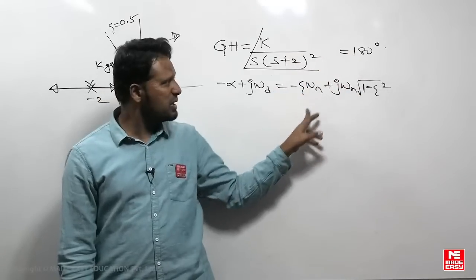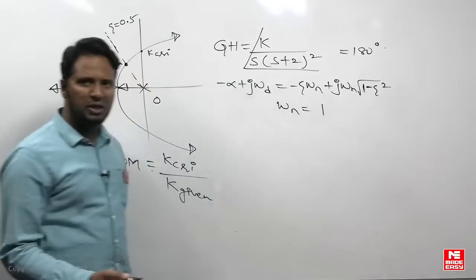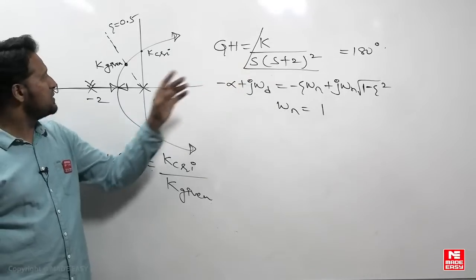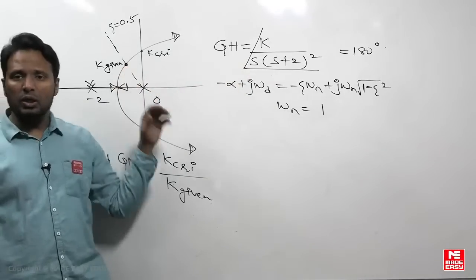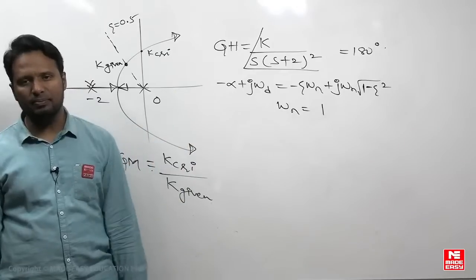So apply the phase condition and find omega n from here. You will get omega n to be 1. I did, you try. So omega n equals 1 comes from the phase condition. So you got the point coordinates. Now you can use the magnitude condition and find the value of k from that. That will be the given k.